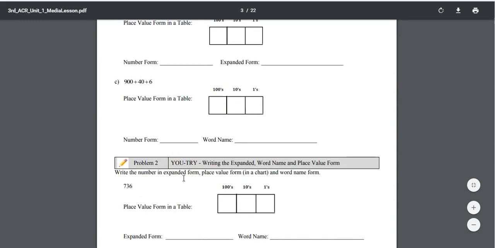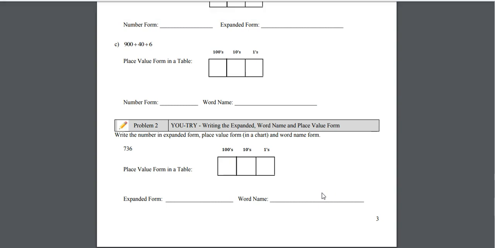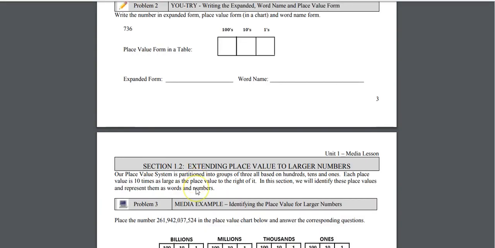Okay. Once you fill in the information and the video is complete, sometimes you'll see a U-try problem. So a U-try problem has this little pencil in the corner and it says U-try. And it's very similar to the problem you just saw in the video. And you can try this on your own and check your answers. The answers are located in course materials.